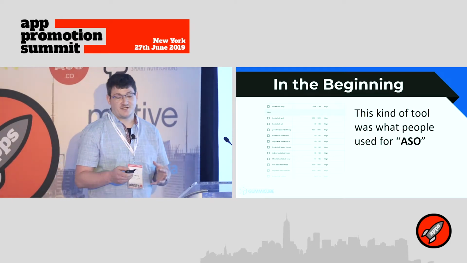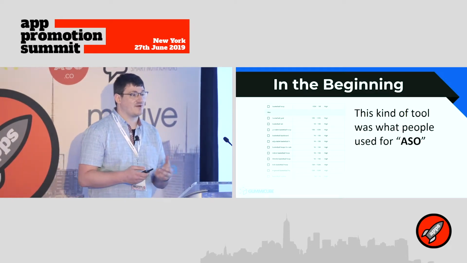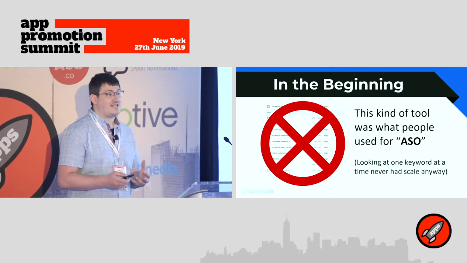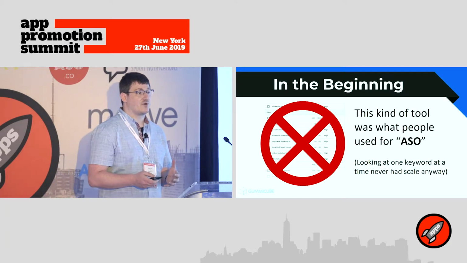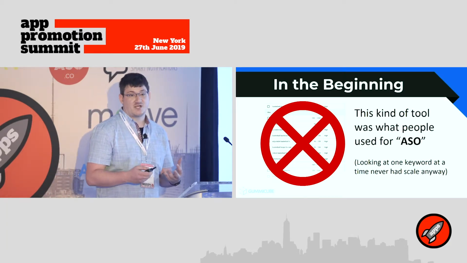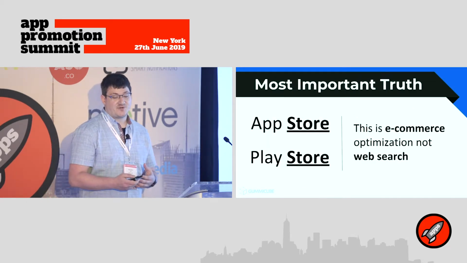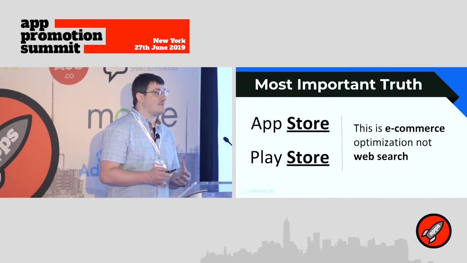Now, you can't really start an ASO talk without looking at where ASO began. And that was a lot of people trying to rank better on keywords. There are a lot of challenges, though, because at the end of the day, the App Store and Google Play algorithms don't work like web search. It's not about targeting one keyword at a time tactically. In fact, the App Store and Google Play are more like e-commerce engines.